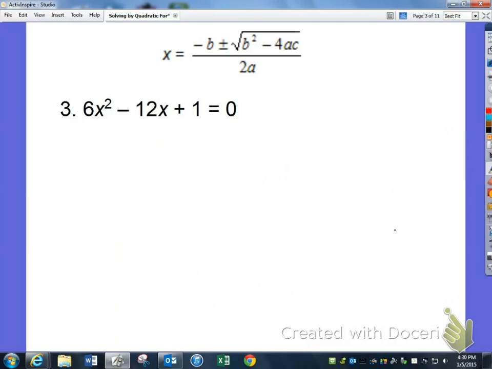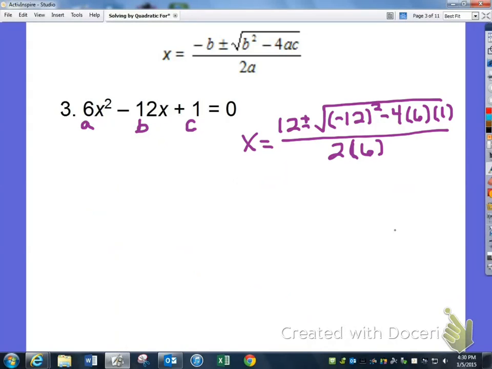Okay, number 3 is also already an ax squared plus bx plus c equals 0. So my a is 6, my b is negative 12, and my c is 1. So I am going to plug those into my formula. Go ahead and do that, and let's see if we get the same answer.